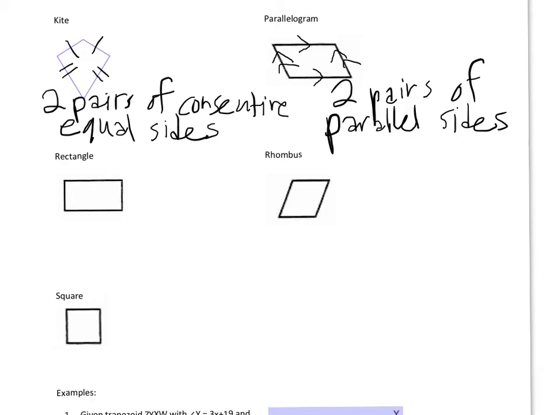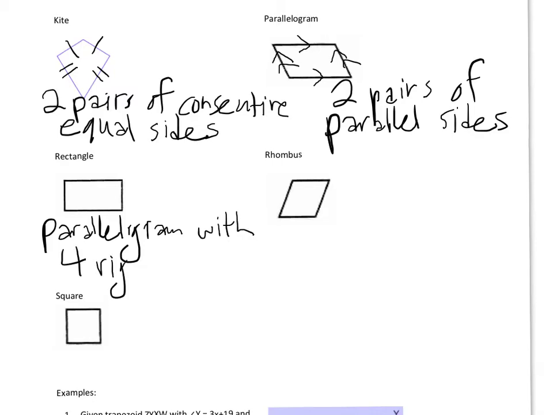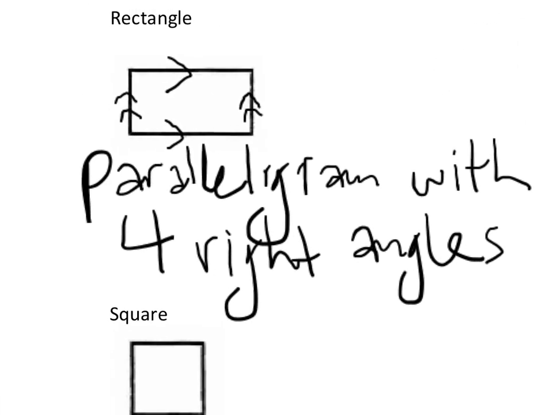A rectangle is a parallelogram with 4 right angles. So that's to say that we instantly know it has 2 pairs of parallel sides because we know it's a parallelogram. And we also know it has 4 right angles. So if I was going to zoom in a little bit, it's to say that all of these angles are right angles. So that's what defines a rectangle.